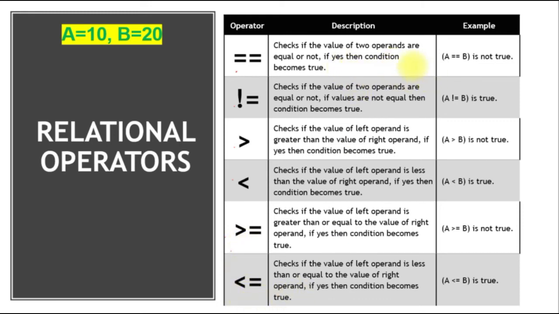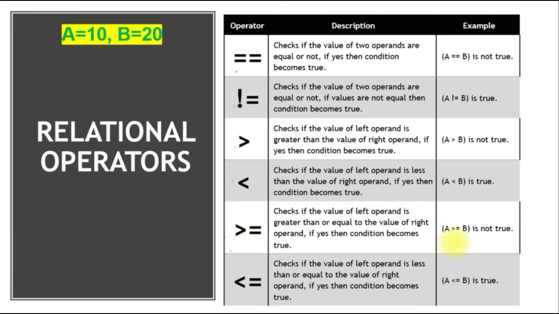Sa equal naman, ito yung tatanungin niya kung parehas ba yung value ng left operand sa right operand. Kung parehas, the answer is true. Kung hindi, false yung sagot. Next is not equal. Ito is tatanungin niya kung hindi ba equal yung left operand sa right operand. Next is greater than. Tatanungin niya kung mas malaki ba yung nasa left operand kaysa sa value ng right operand. Less than is tatanungin niya kung mas maliit ba yung value sa left operand compared to right operand.